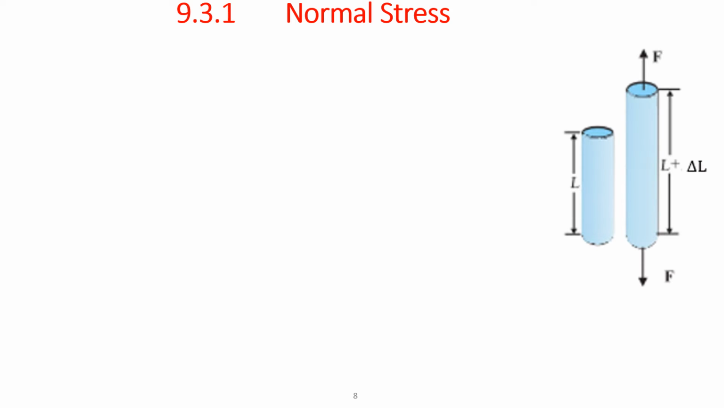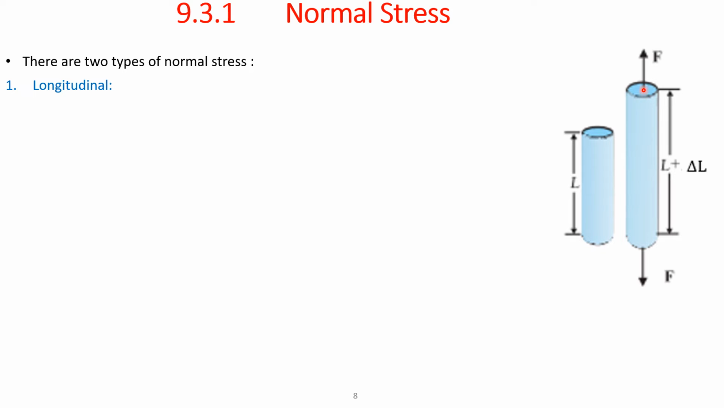Normal stress. There are two types of normal stresses. The first case is longitudinal stress. Please see the figure on the right hand side. Here, a cylinder of length L is acted upon by two forces F. The first force is acting on the cross section of the cylinder, normal to the cross section area, acting vertically upwards. There is another force F which is acting on the cross sectional area downwards.